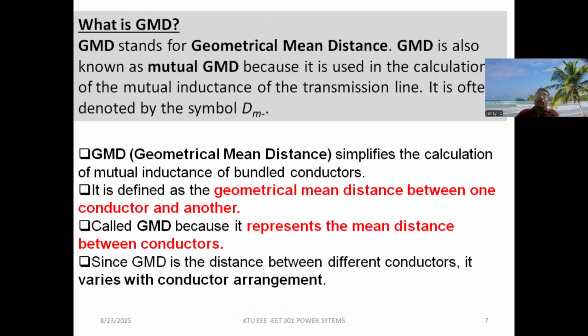We all know that in EHV systems, or extra high voltage systems, instead of a single conductor, we are using bundled conductors. It may be a 2 subconductor bundled conductor, 3 subconductor bundled conductor, like that. So what is GMD? By definition, GMD is the geometrical mean distance between one conductor and another. It is again called mutual GMD, and it represents the distance between conductors.